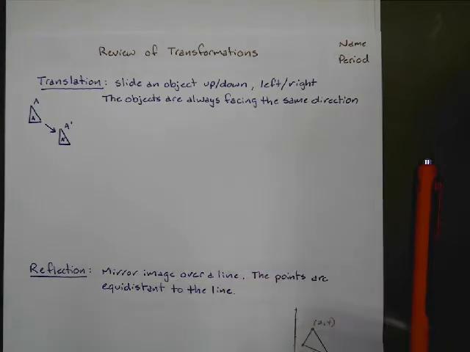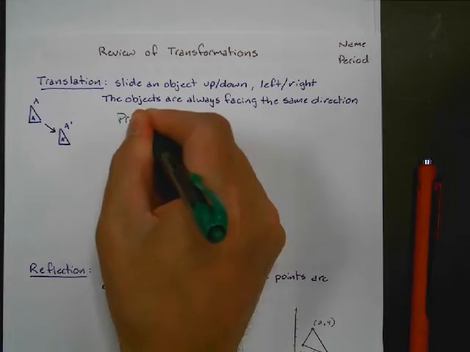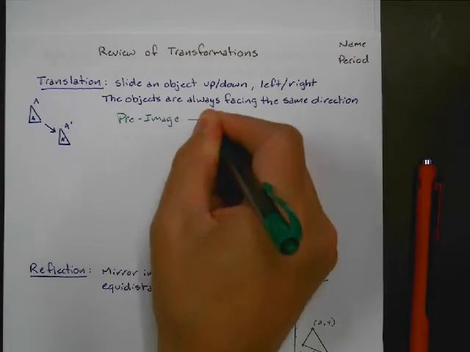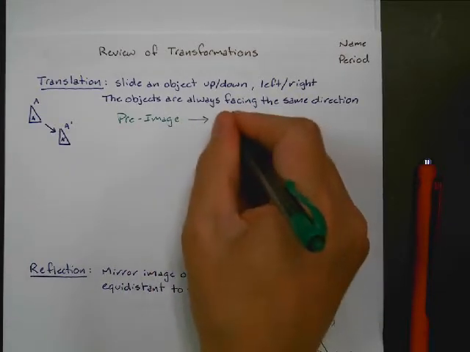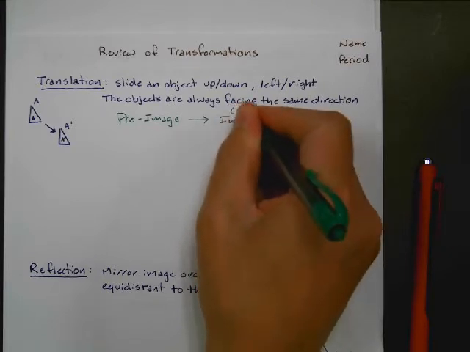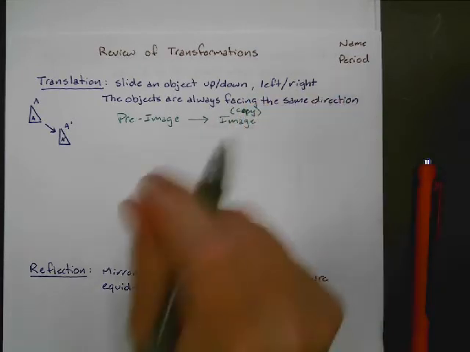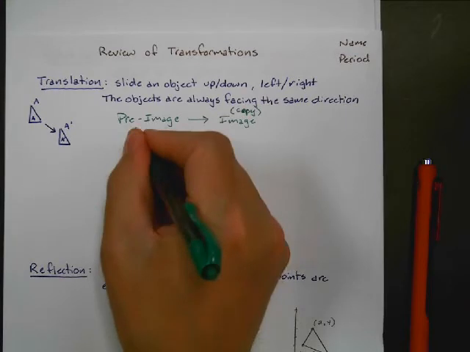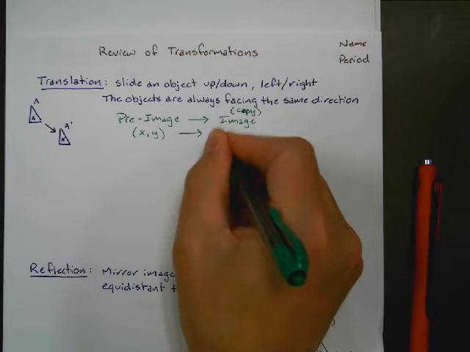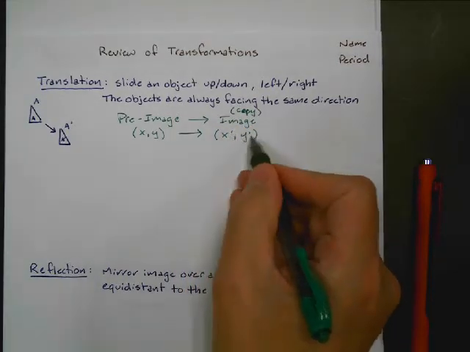So we're going to take the pre-image, and then we're going to move it somewhere, and we're going to get the image over there. And the image is just the copy that we're making. I can't spell today. Copy. All right, so we always start off with some coordinates, so an x, y, and then when we move it, we get x prime, y prime. So the primes just mean this is the copy.